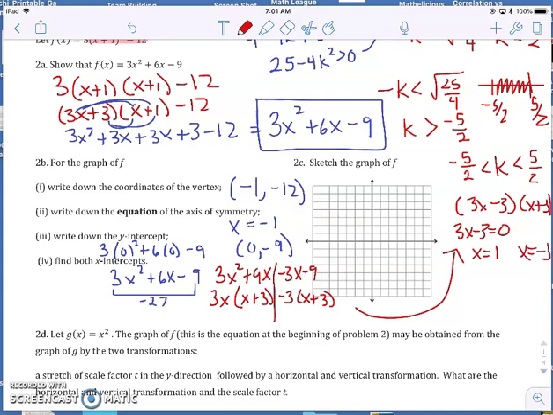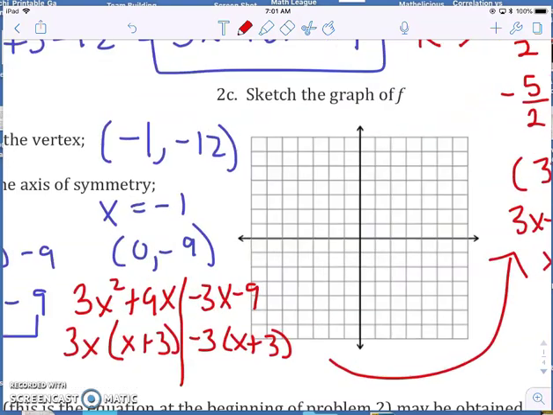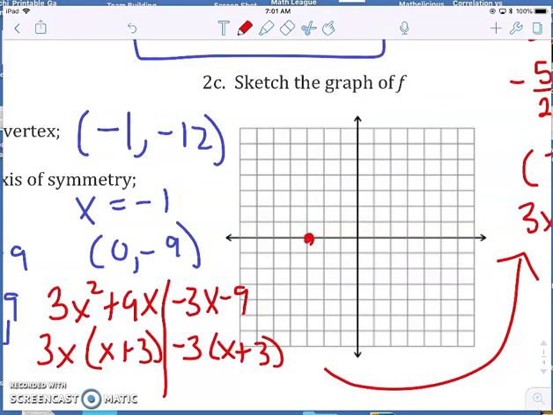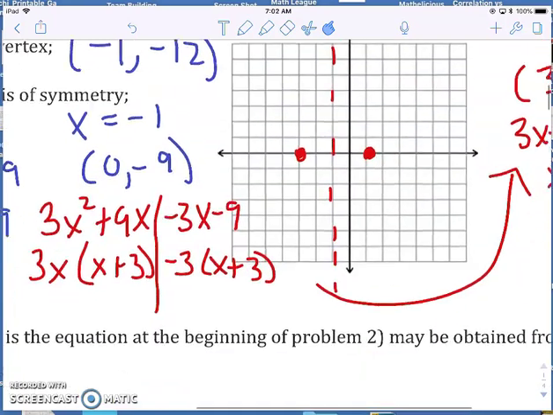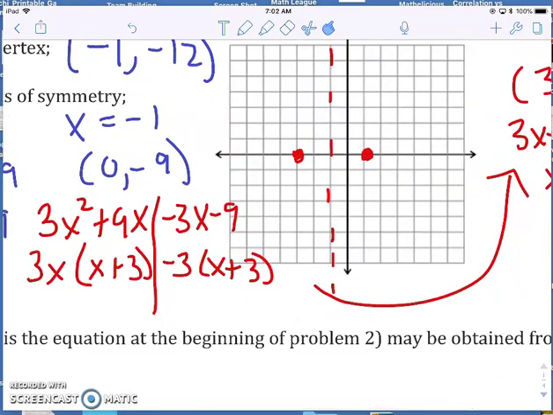So if we graph it, 1, 2, negative 3, positive 1. I mean, that makes sense now that our axis of symmetry is right in the middle. Negative 1, negative 12. So that's going to be way down here. That's not going to fit, so I'll just put it right down here. Then you've got 0, negative 9, 1, 2, 3, 4, 5, 6, 7, maybe here. And we have the parabola.